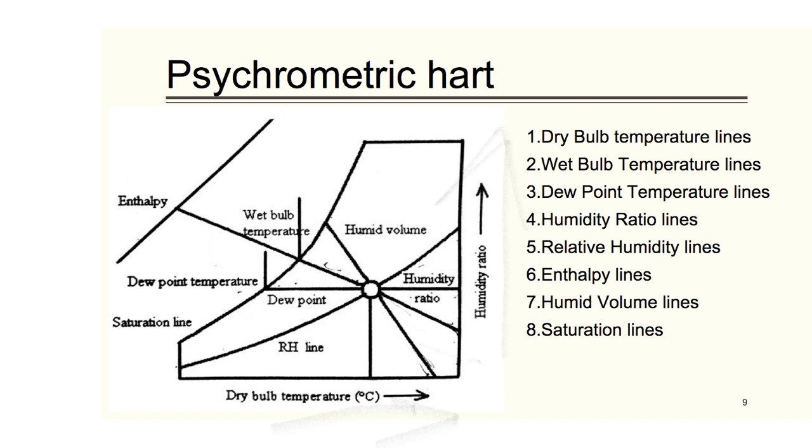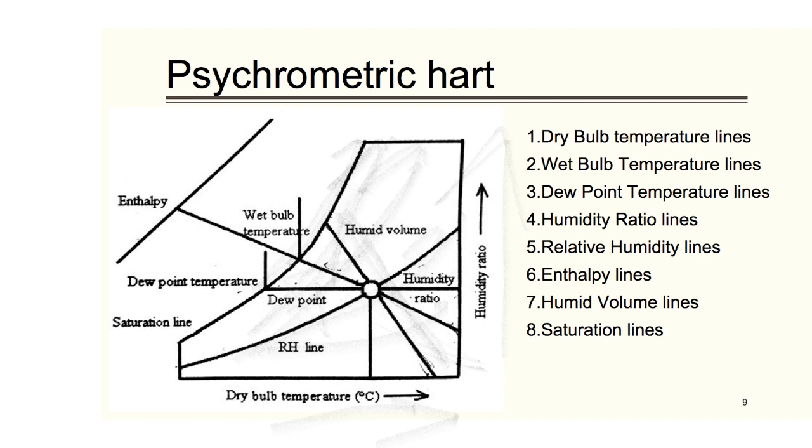These inclined lines show the wet bulb temperature and enthalpy as well. There is a slight difference in inclination of enthalpy and wet bulb temperature, but generally we assume both are on the same line, right? These lines show the relative humidity. Here we have 5%, 10%, 20%, 50, 80, and this line shows the 100% relative humidity. And we have these lines with sharp inclination. These lines show the humid volume of moist air.